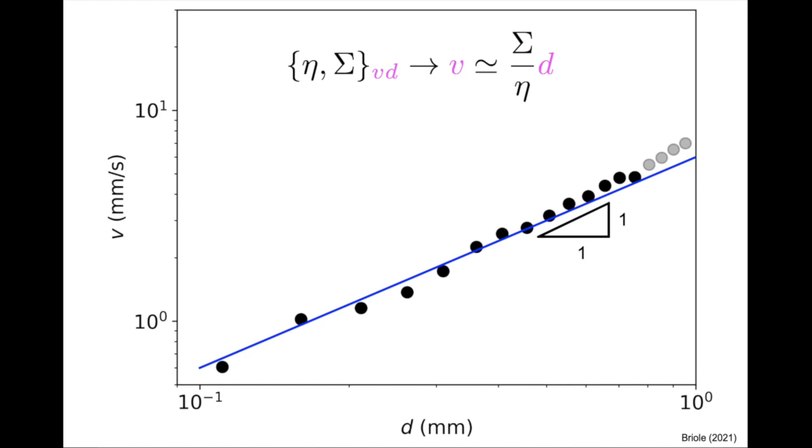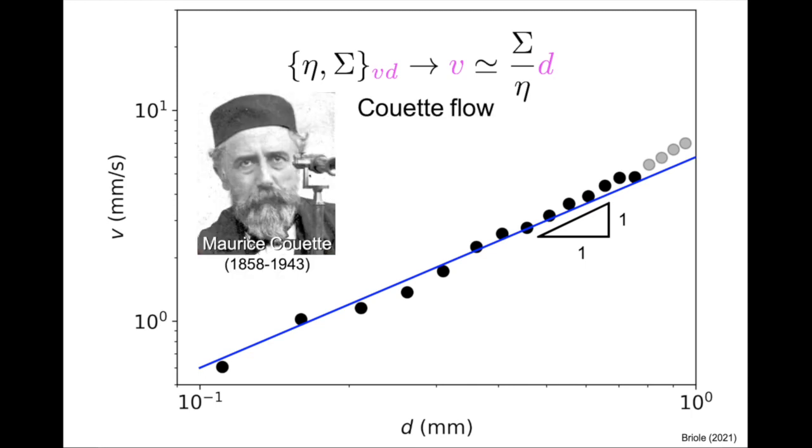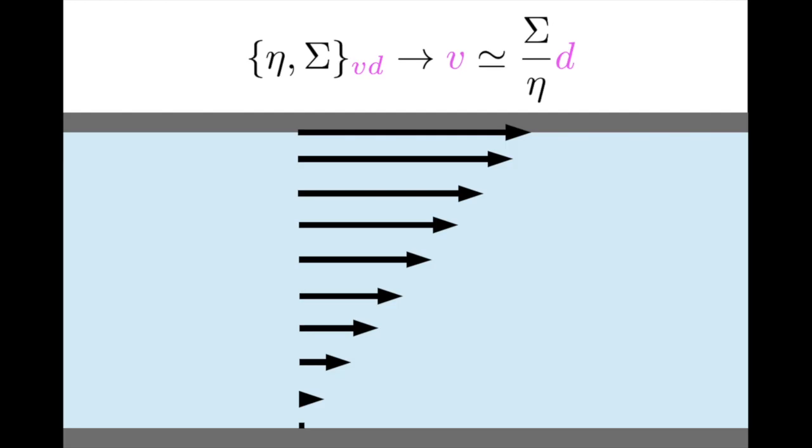We know that behind this scaling is none other than Newton's simple time. But when this duo of stress and viscosity is expressed as a speed over a distance, one speaks of the Couette profile, or Couette flow, after Maurice Couette. This simple shear flow is what naturally comes out of the interplay of stress and viscosity. Speed varies linearly with distance.